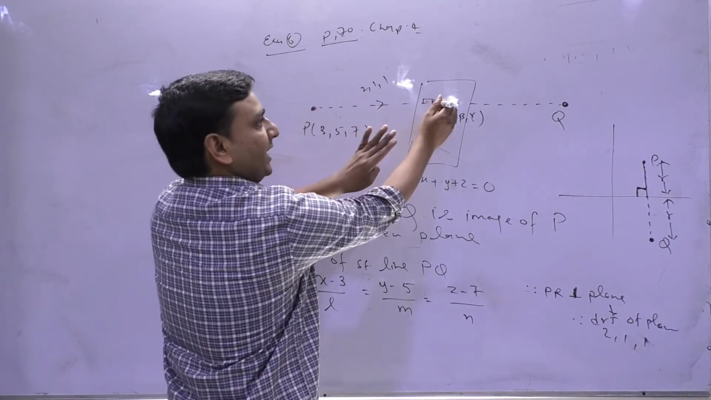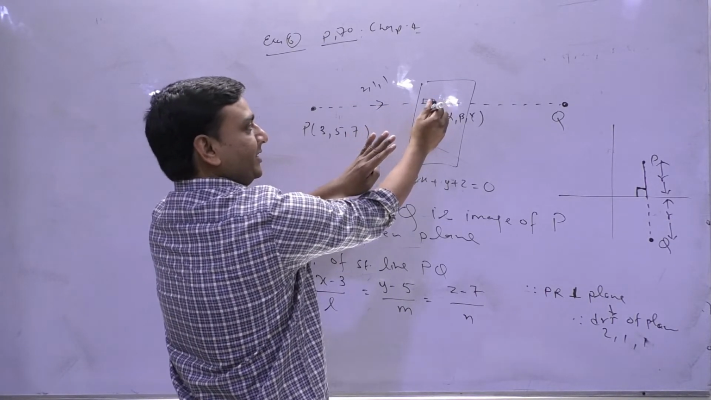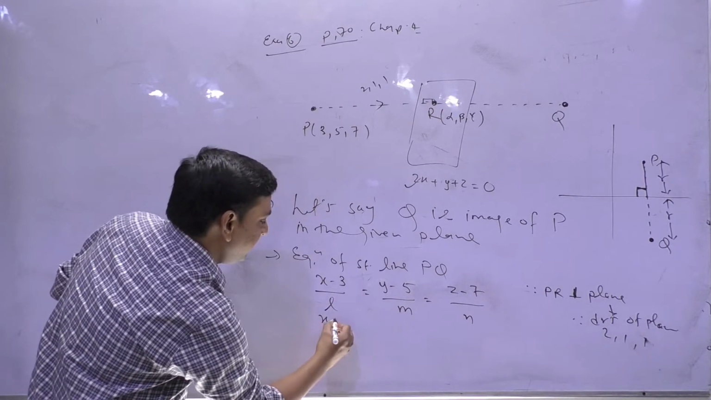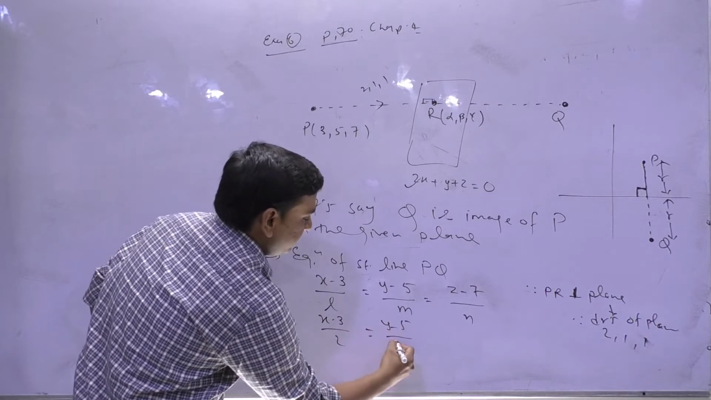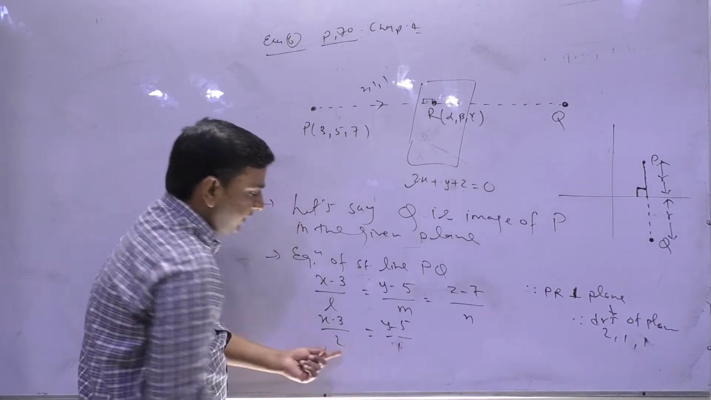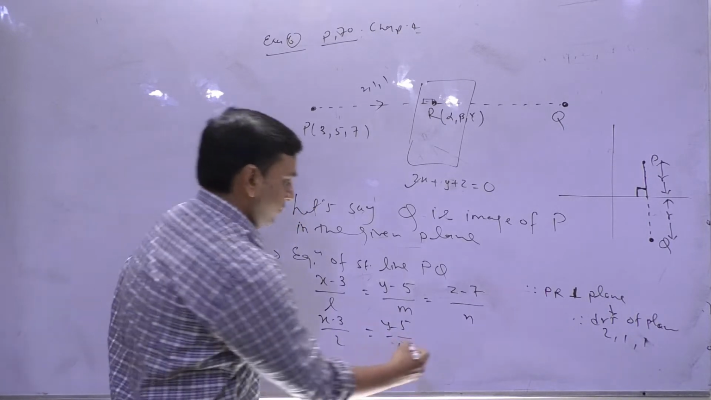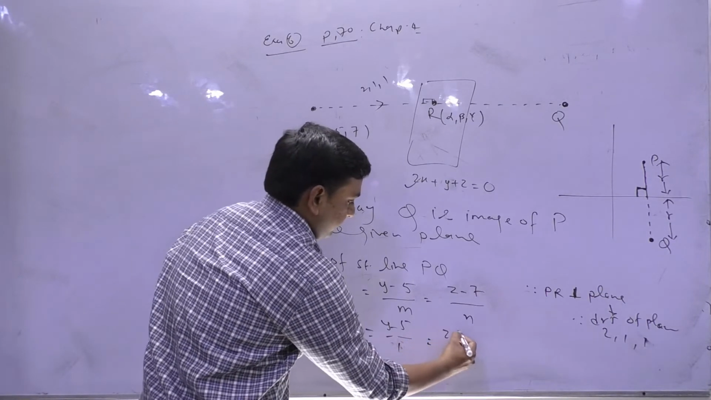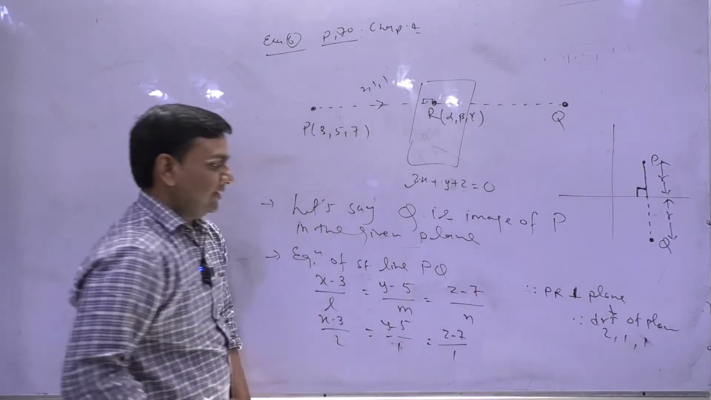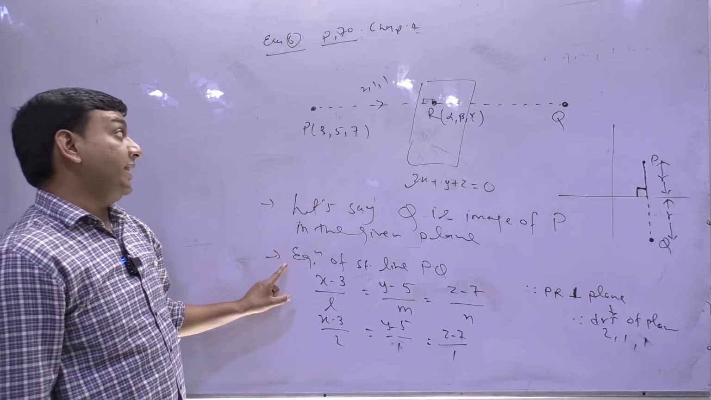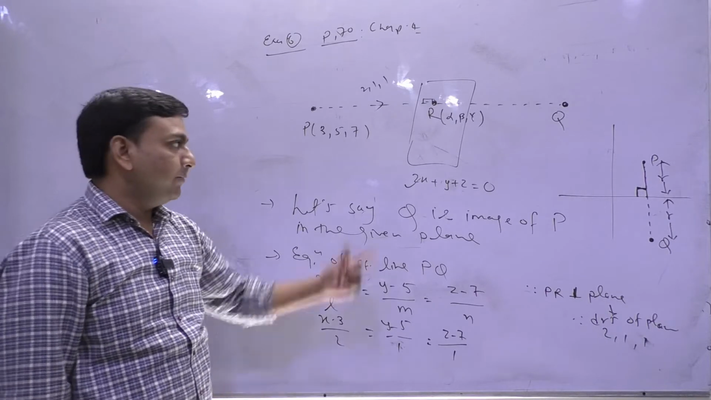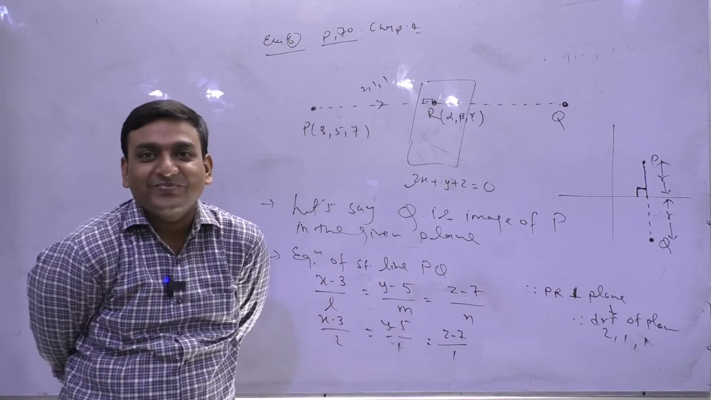This line is looking like this. Getting? So l, m, n will be nothing but the DRS of the given plane. So either you write DRS or DCs, no issues; the ratio will not be changed. So I get the equation of a straight line passing through P with the given information.